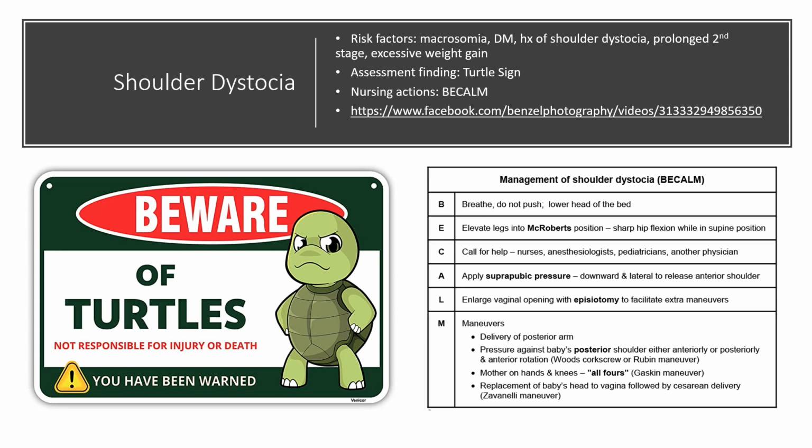What are you going to do if you notice this happening? There's an acronym. It says BE CALM. So B, breathe. Do not have the patient push at this point, and you want to lower the head of the bed. E is elevate legs into McRoberts position. I'll show you what this is, but just repositioning those legs sometimes is enough to get those shoulders unhung from the pelvis. C, call for help.